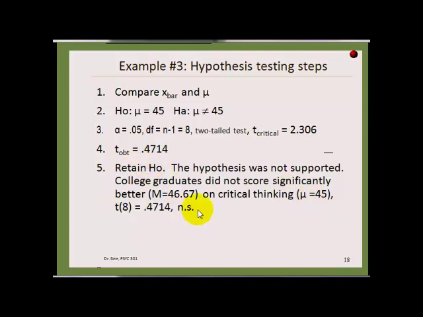We would summarize the statistic as follows: t with 8 degrees of freedom is equal to 0.4714, comma, and it's not significant, n.s., period.